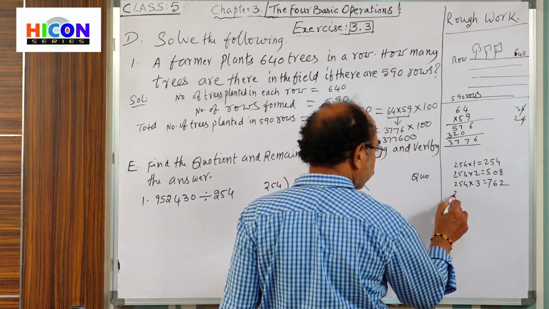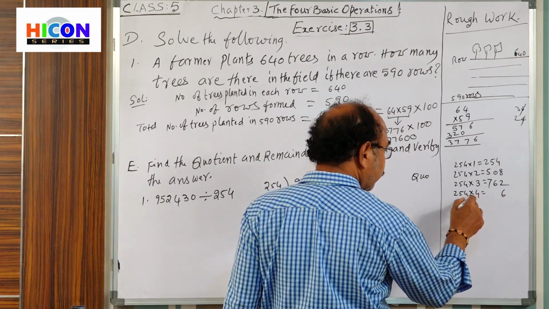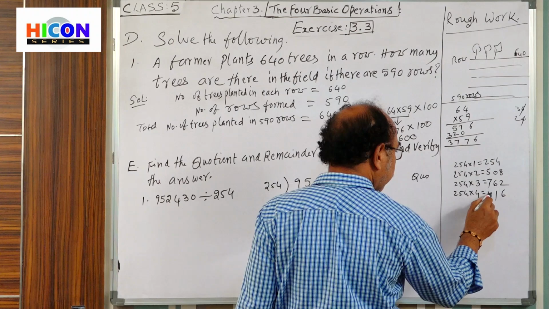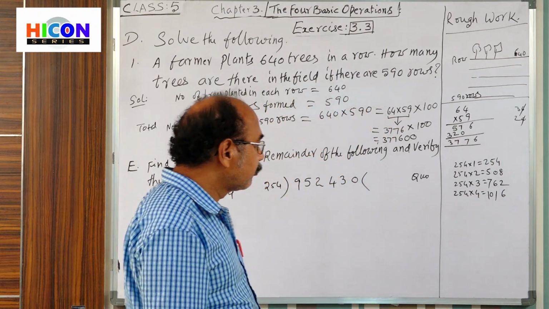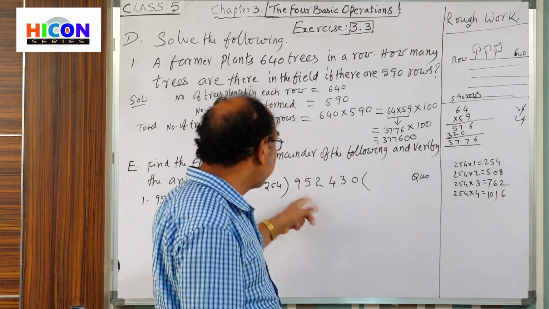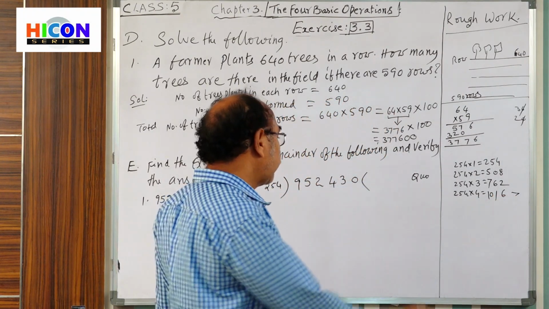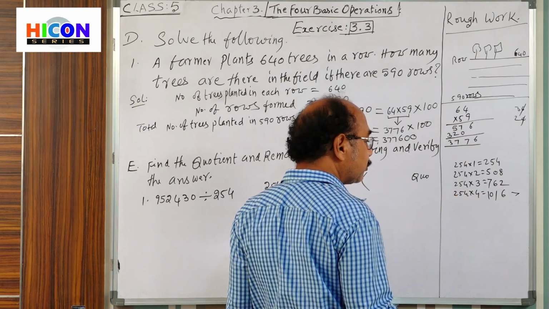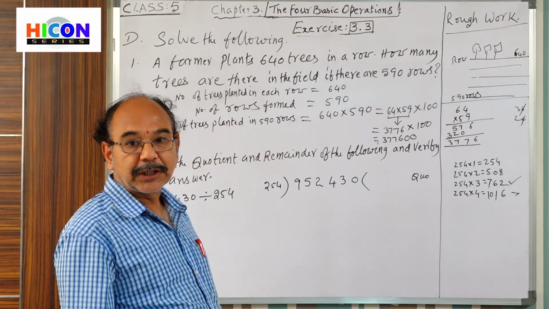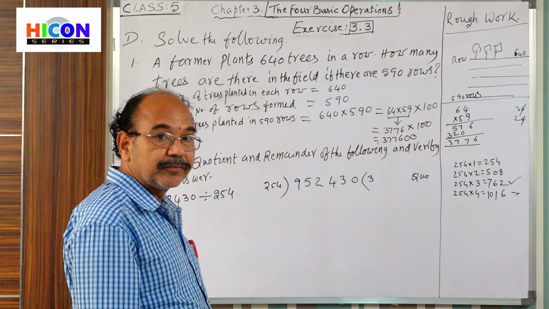4 times means 254 into 4: 4 fours are 16, 6 carry 1, 4 fives are 20 plus 1, 21, 1 carry 2, 4 twos are 8 plus 2, 10. So 1016. This is a big number, 1016 is greater. That's why don't select 4 times. How many times do we select? 3 times. So write 3 in the place of the quotient.